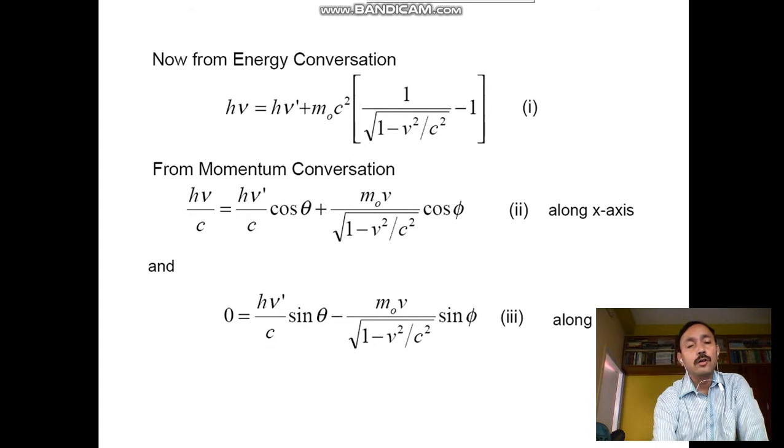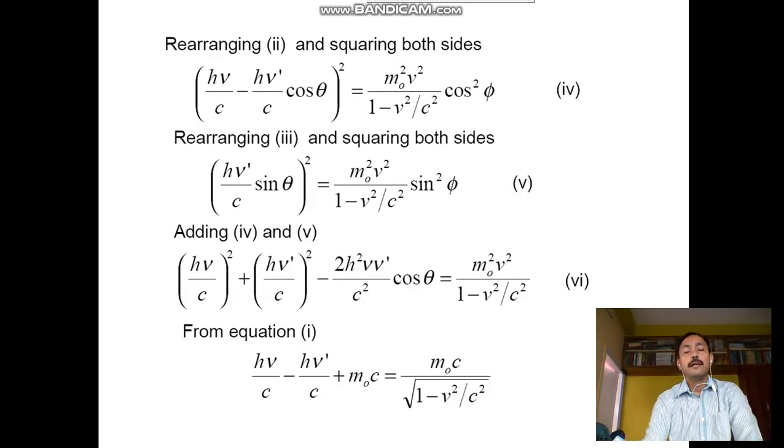So this is equal to 0 before the scattering. After the scattering, h nu dash by c sin theta minus m naught v by root over 1 minus v square by c square sin phi along the y-axis. Rearranging and squaring both sides of equation 2, we can write (h nu by c minus h nu dash by c cos theta) whole square is equal to m naught square v square by (1 minus v square by c square) cos square phi.